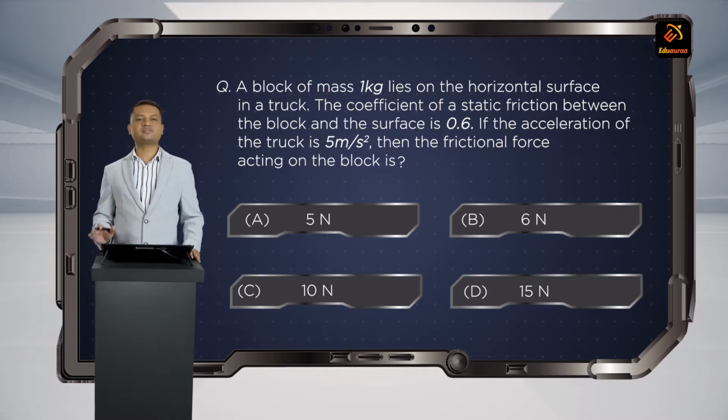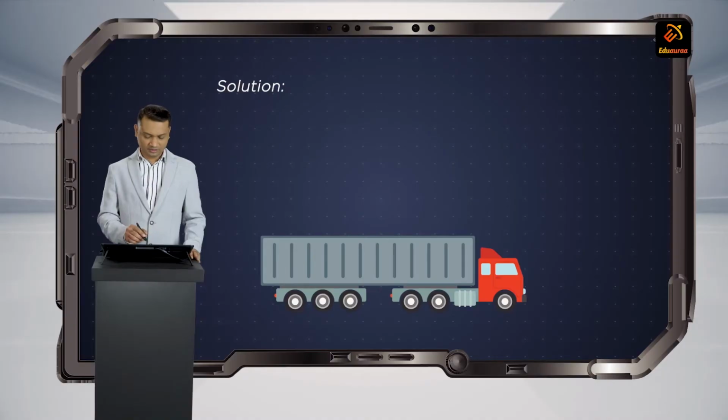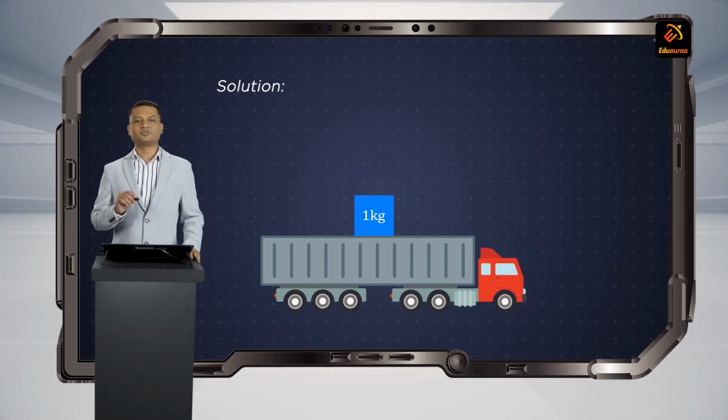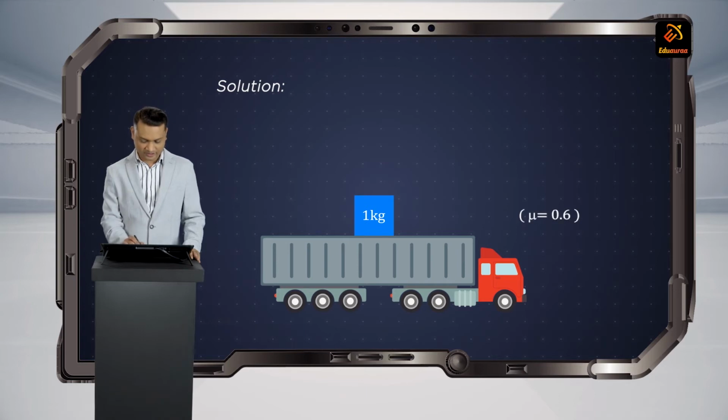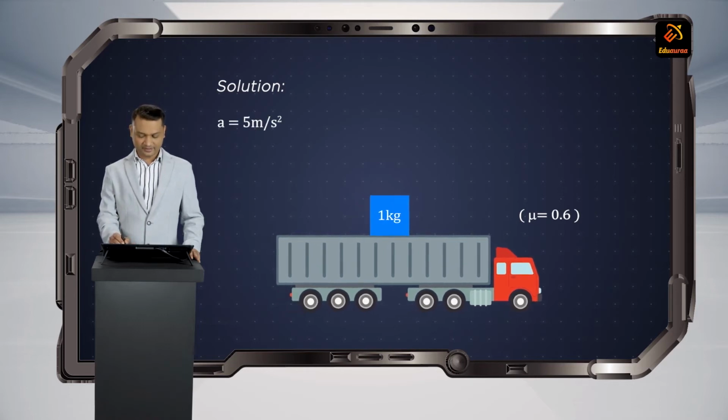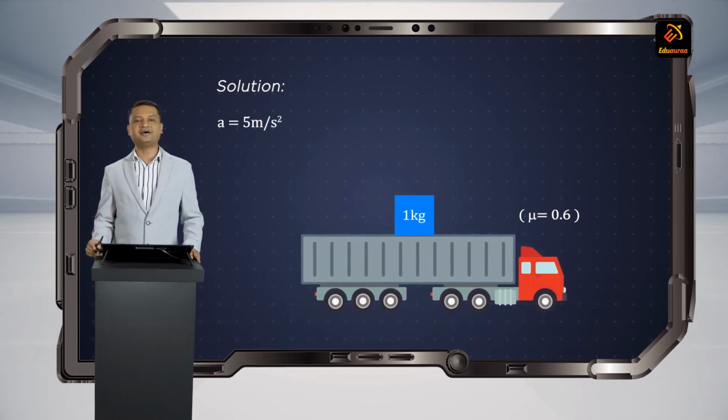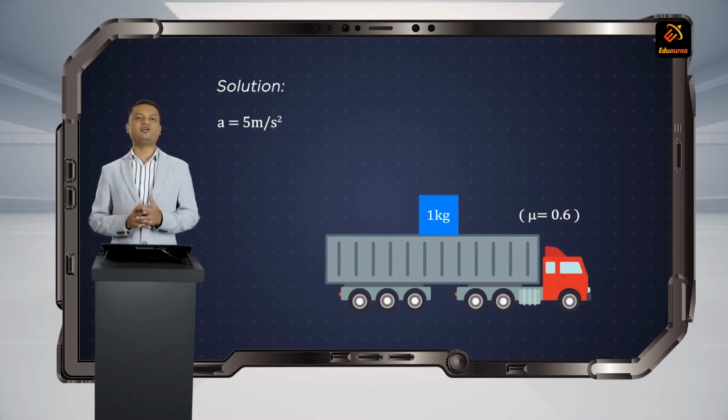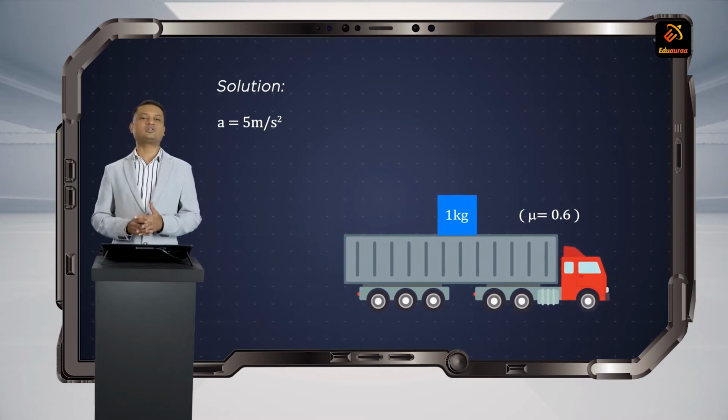So first let us draw the diagram. Suppose we have a truck and on this truck I am keeping a block of mass 1 kg. The coefficient of static friction between the block and the surface of the truck is given as 0.6. Now, the acceleration of the truck is given as 5 meters per second square, let us say in the right direction. We have to find the value of friction acting on the block.